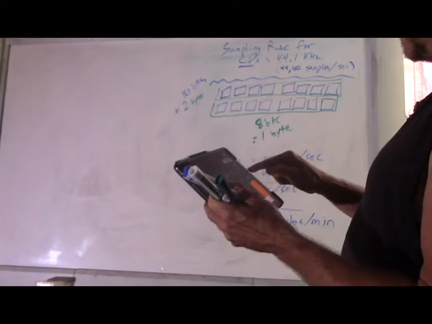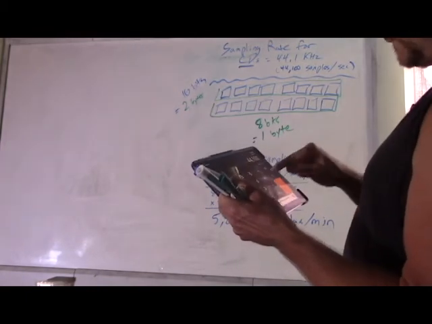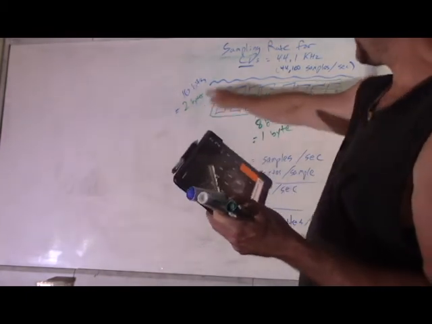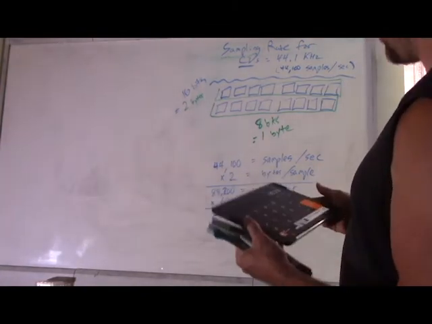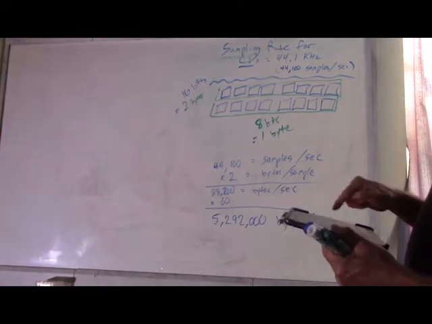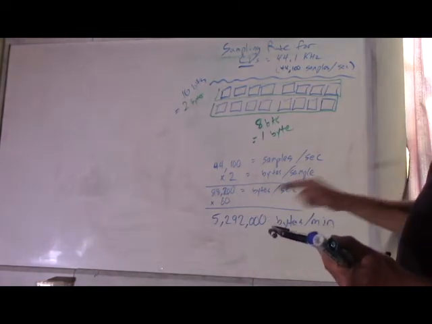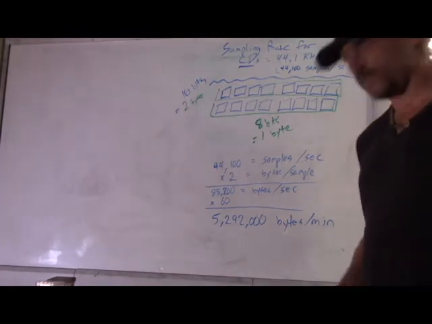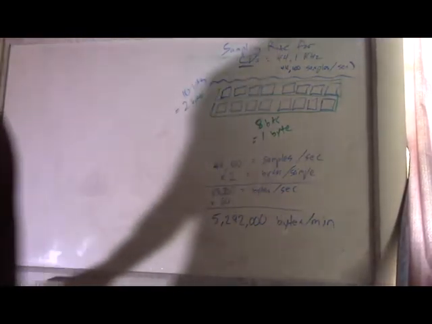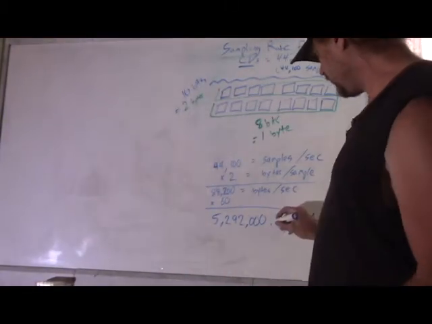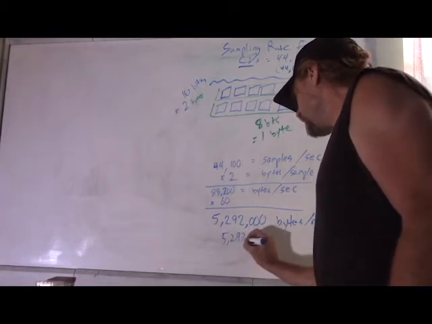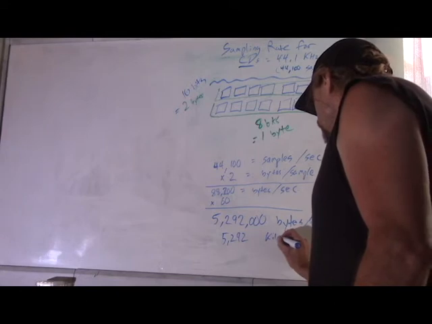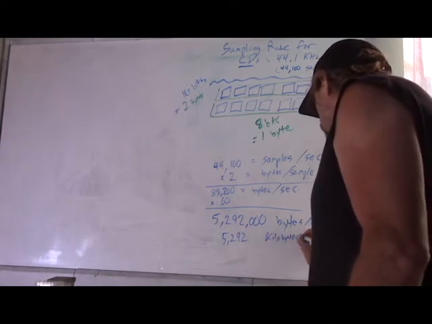44,100 samples per second times 2 bytes for every 16-bit sample equals 88,200 bytes per second, times 60 seconds in a minute equals 5,292,000 bytes per minute. And of course, when we start talking about that many bytes, we can move the decimal point over 3, take away those zeros, and we've got 5,292 kilobytes, 1,000 bytes per minute.